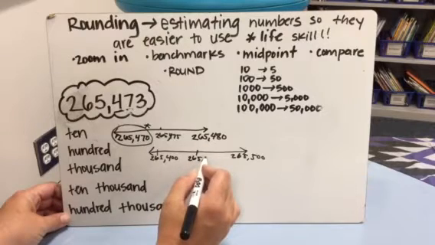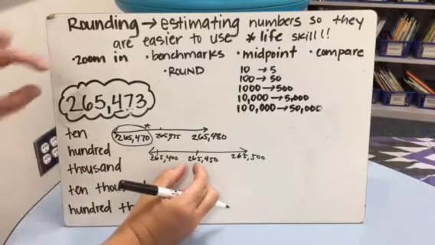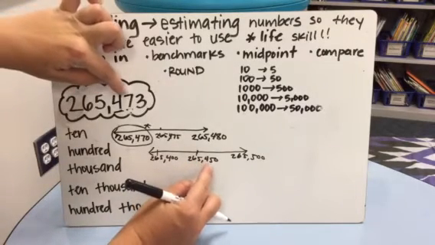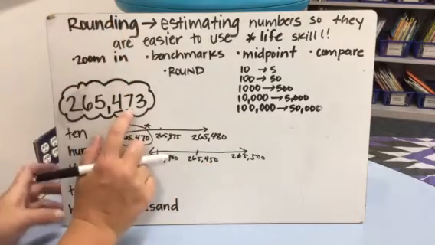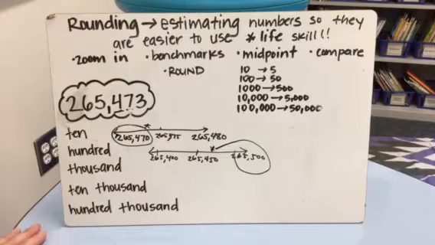Then I'm going to compare. The thousands period is exactly the same. The hundreds are the same. Now my tens are different. This has more tens, so it's a greater number, which means I would round up.